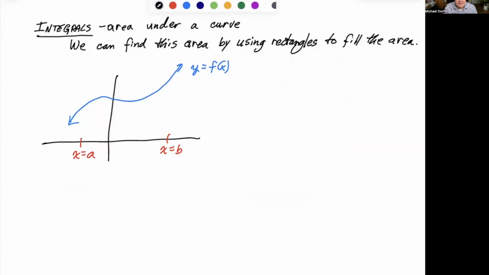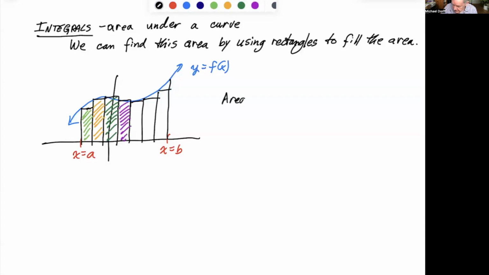Okay, so now we have these integrals, and they represent the area under the curve. How can we find this area? We can find it by creating rectangles. I'm going to break it up into segments, and each of these segments I'm going to make into a rectangle. I have this green rectangle here, then an orange rectangle, a dark green rectangle, a purple rectangle, and so forth.